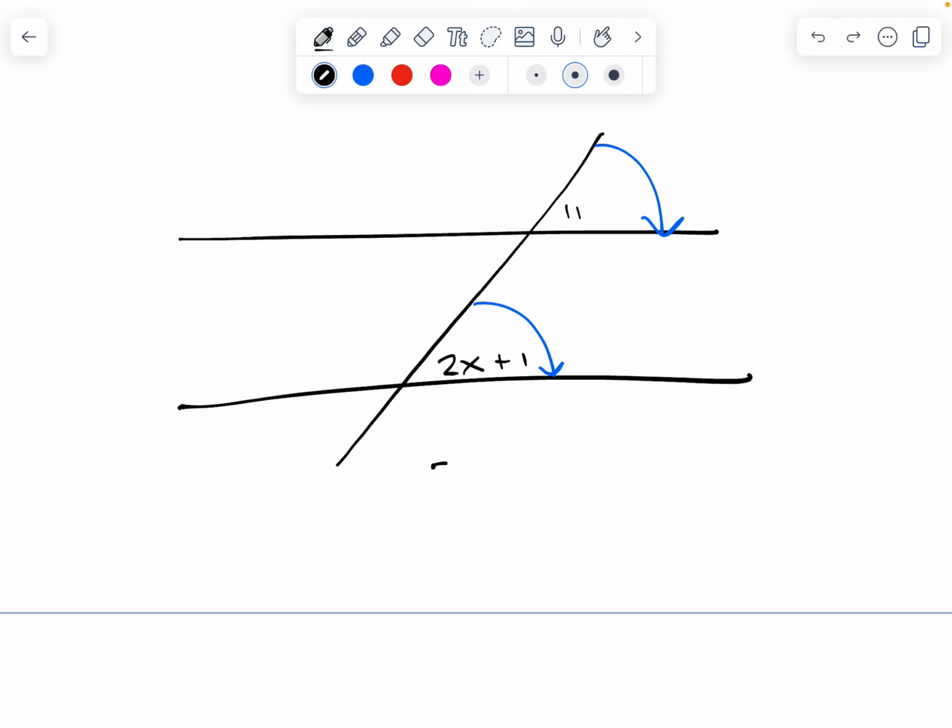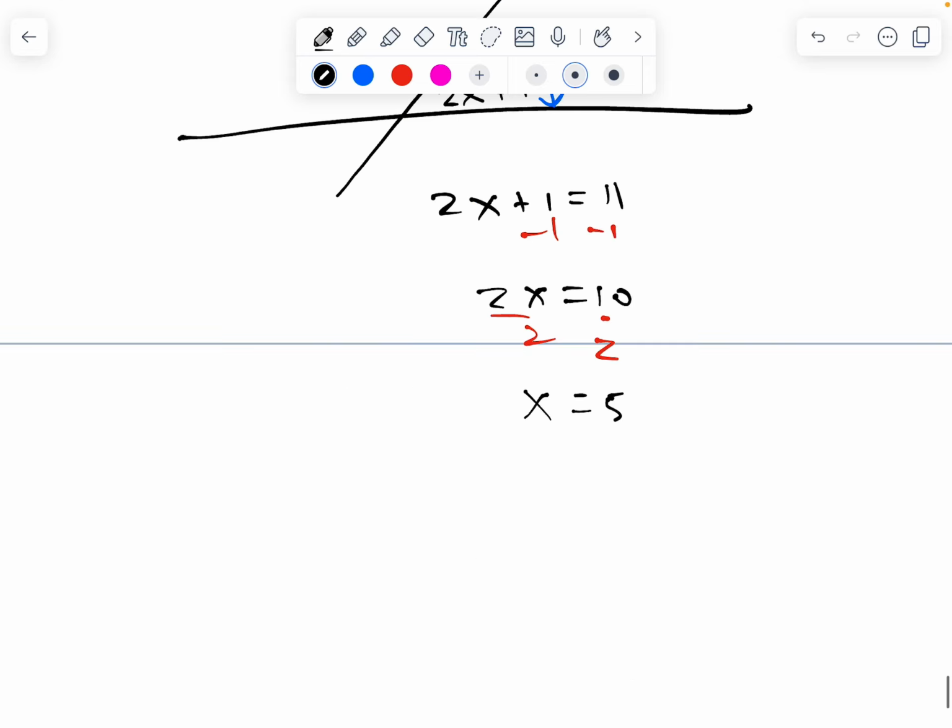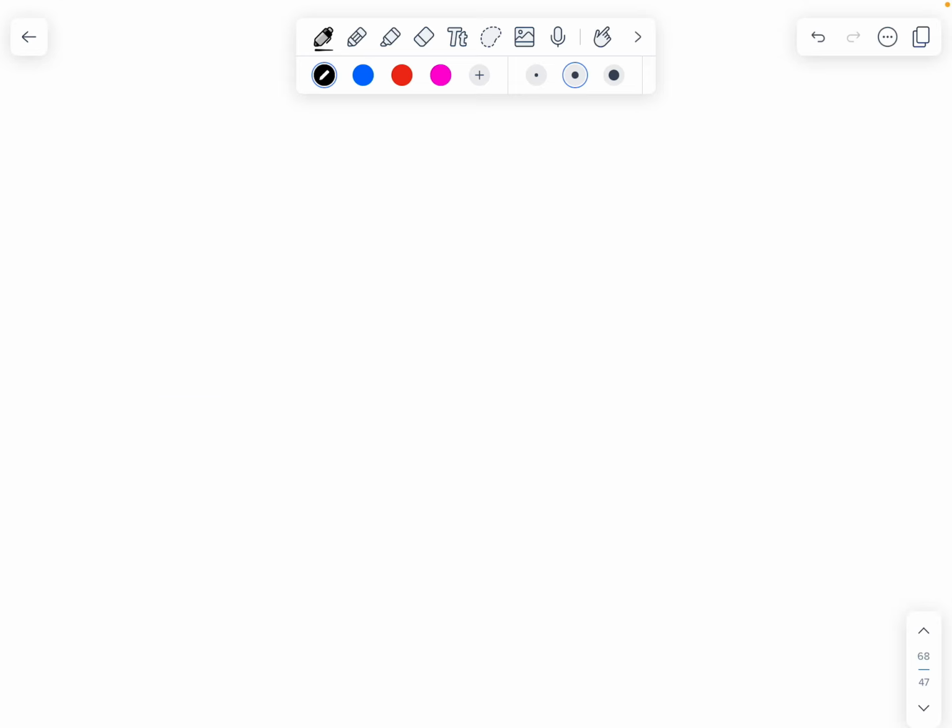Littles are equal to littles, so we're going to set those guys equal to each other. 2x plus 1 equals 11. And then from here, just regular algebra, minus 1, 2x equals 10. Divide both sides by 2, and you get your answer, x equals 5. Okay, so let's do another type of question you're going to see.